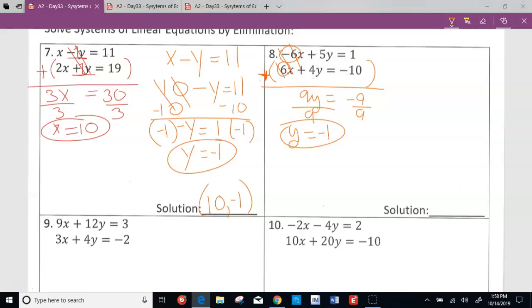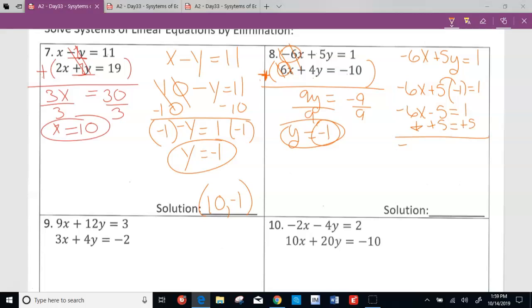So I'll just take the first equation on top, and I know that negative 6 times x plus 5 times y equals a positive 1. Negative 6 times the x that I don't know plus 5 times the y that I just found, which is negative 1, equals 1. Negative 6x, 5 times negative 1 is a minus 5, equals 1. Now this is just a two-step equation. I'll add 5 to both sides.